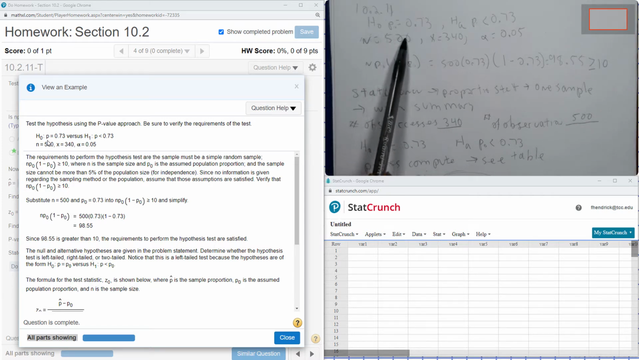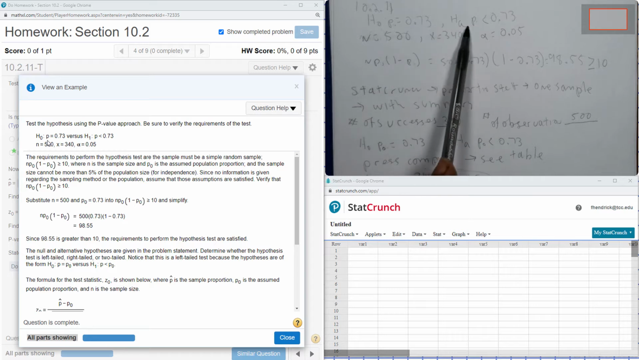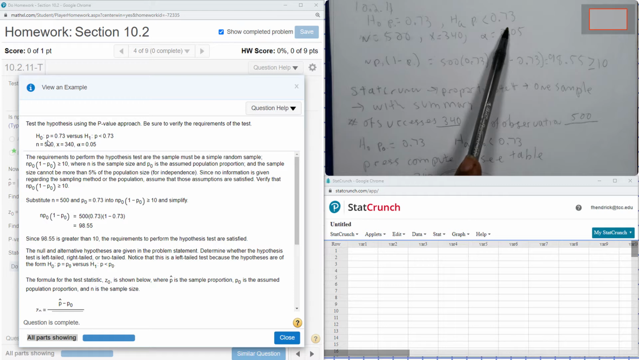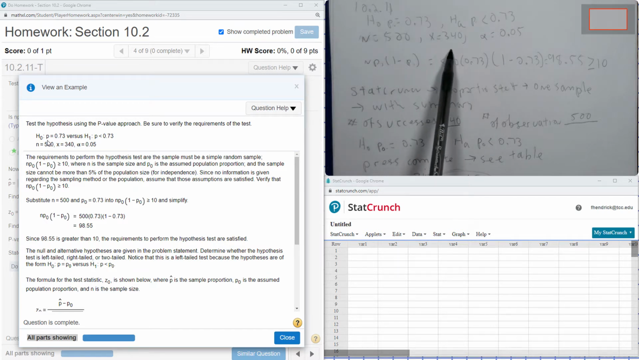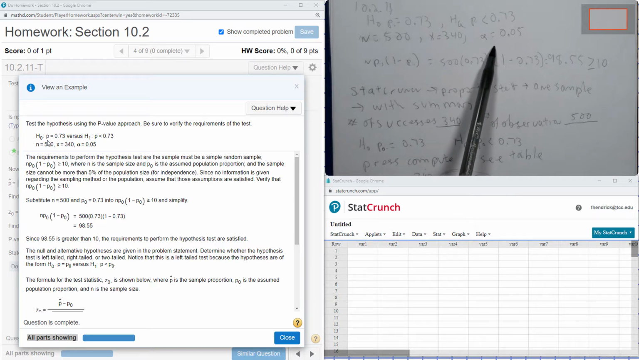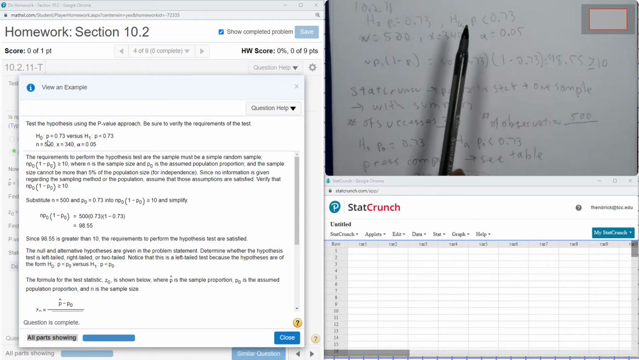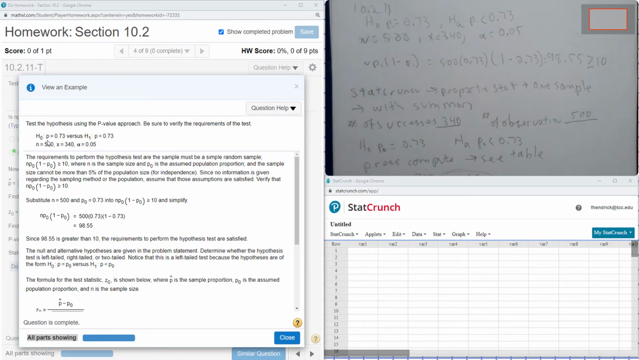And given information here is the null hypothesis, p is equal to 0.73. In the alternative hypothesis, p is less than 0.73. n is 500, x is 340, and the level of significance is 0.05. So they want us to find the requirements to perform the hypothesis test: it must be a simple random sample.